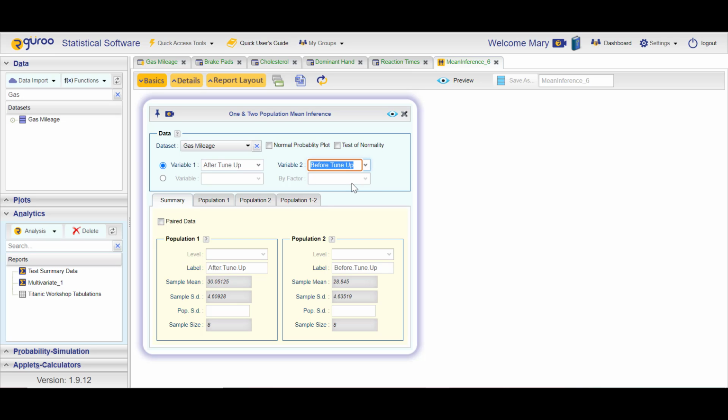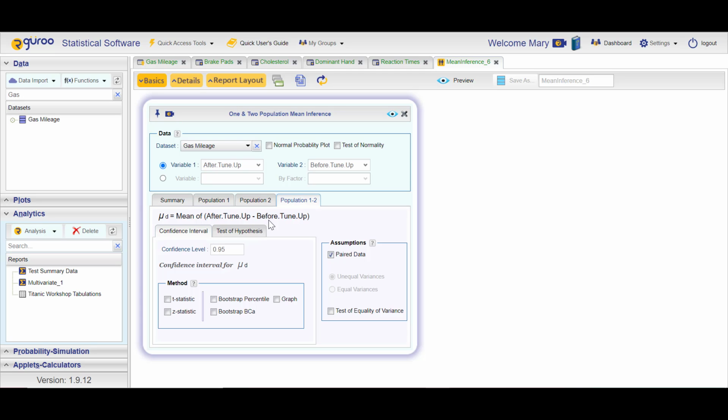So it's really important that you get the order right. So after minus before, and then I'm going to click paired here, paired. And so let me uncheck it. See, you have population 1 and population 2. And now when I click paired, it's just a paired difference. We're going to skip over to population 1, 2.